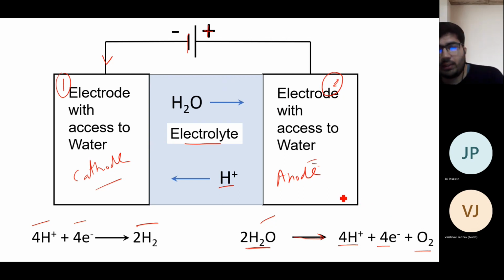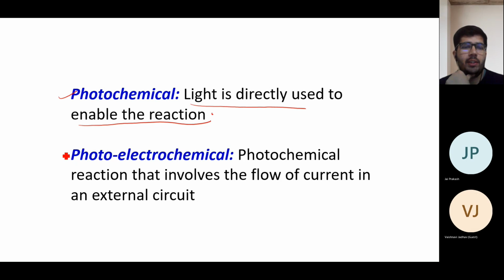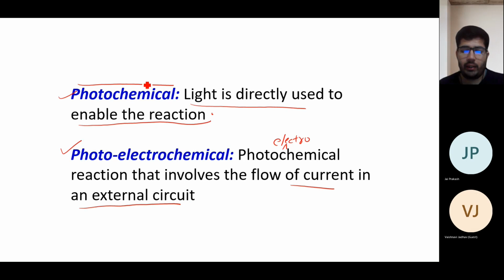Now we will see how solar can become part of it. In photochemical, light is directly used to enable the reactions we saw in the previous slide. The other part is photoelectrochemical, in which the reaction involves the flow of current in an external circuit. In this week we will cover the photochemical part throughout our course content.